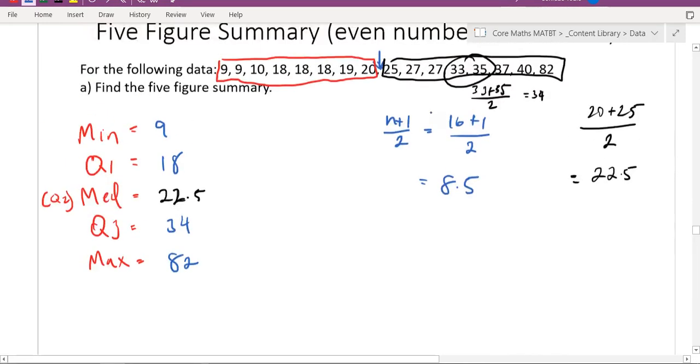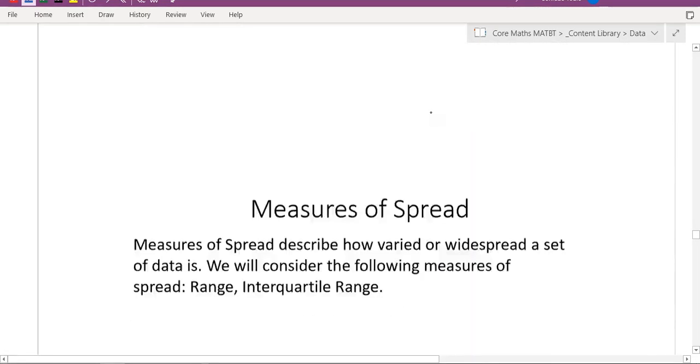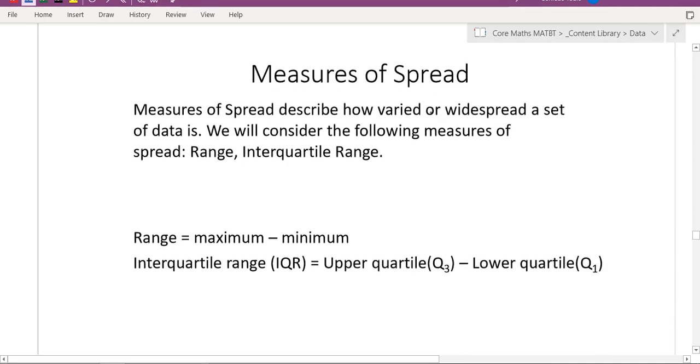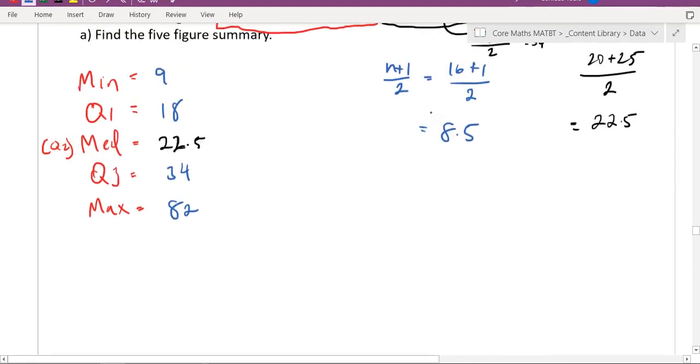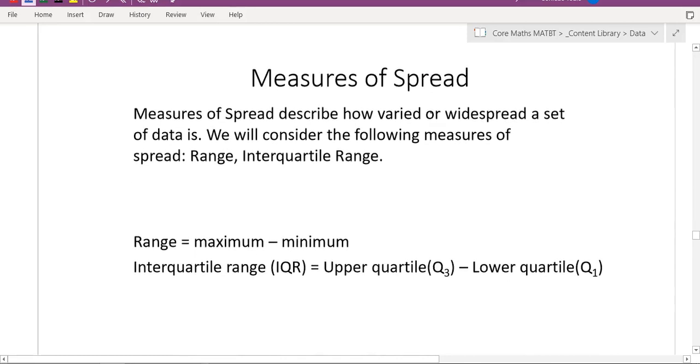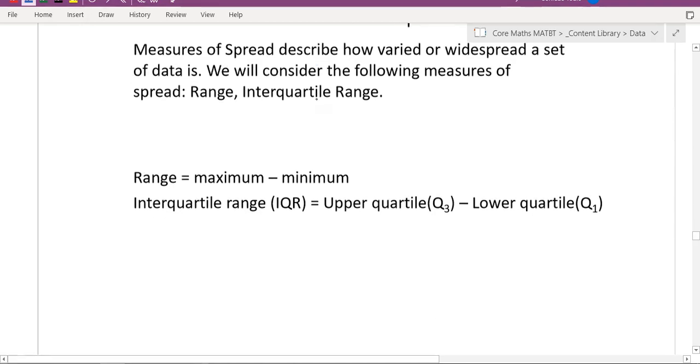So you've got your 5 number summary, easy. Next is your different types of spreads, measures of spread. Now your measures of spread can only really be found if you have your 5 number summary. And basically, it's a way to describe how varied or how widespread your data is. So the bigger the number, the more spread out it is. The smaller the number, the lesser the spread is.